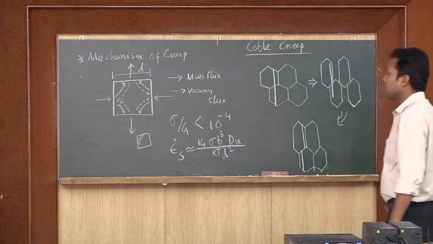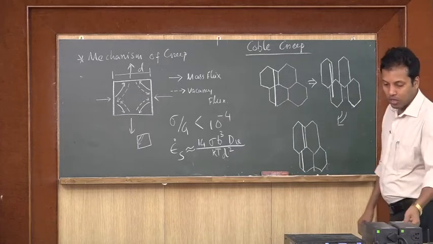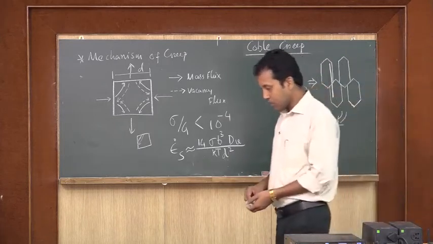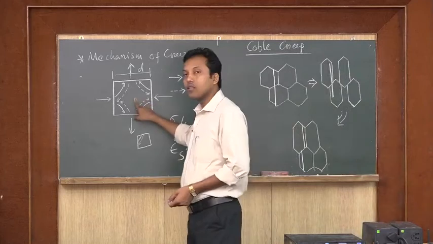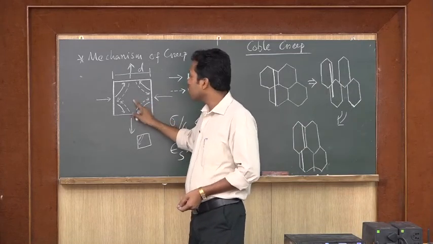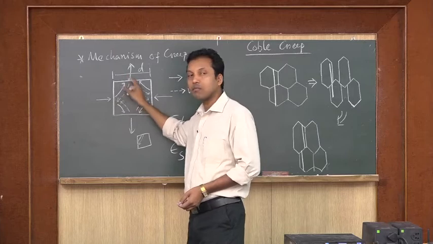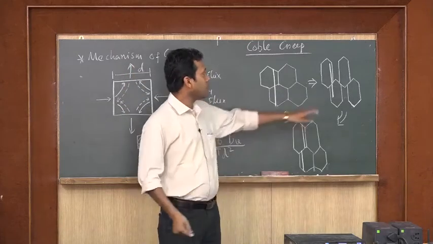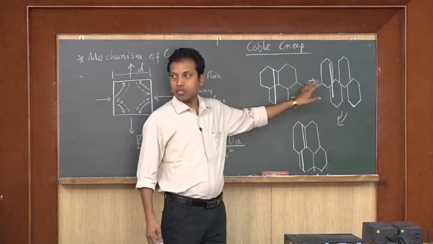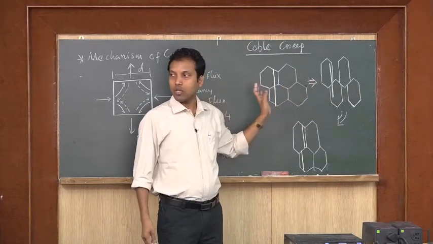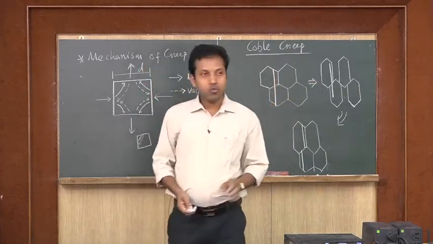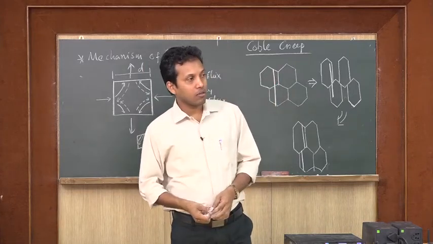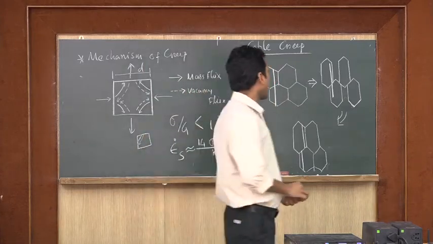So, schematically, in this case the atomic movement or vacancy movement occurs in this region, that means the grain interior. But here the movement of atoms occurs through the grain boundary, along the grain boundary. That means what? Now please try to understand.